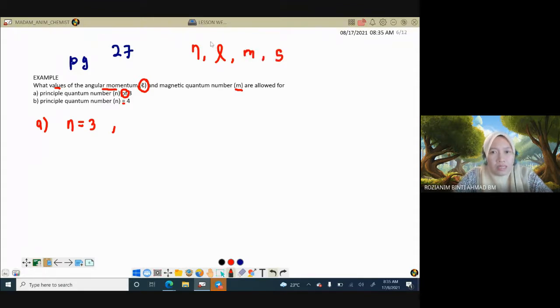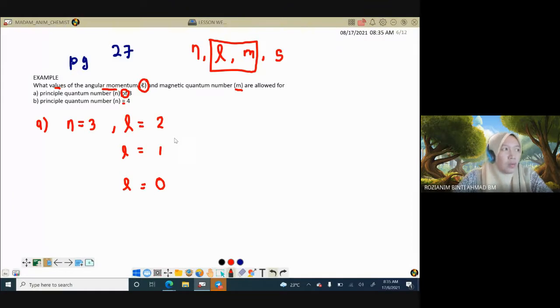So for this question, we just find out the value of L and M only. If N equal to 3, the value of L, the formula is N minus 1, so it starts from 2, 1 and 0. Therefore, the value of L here, we have 3 values. Okay, so kalau soalan tu minta, what is the shape if L equal to 2?